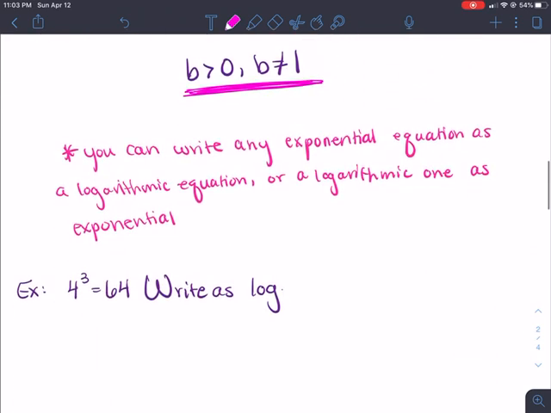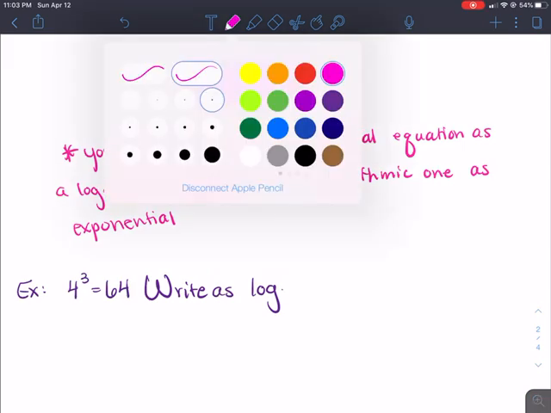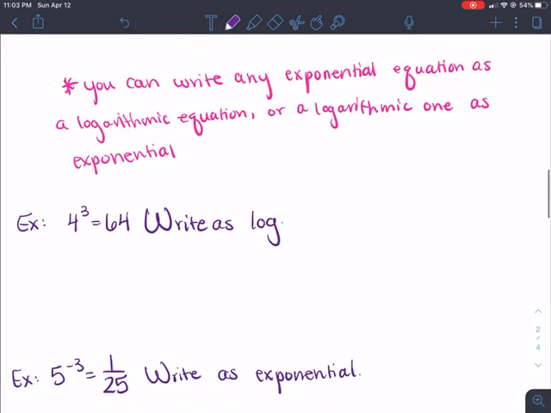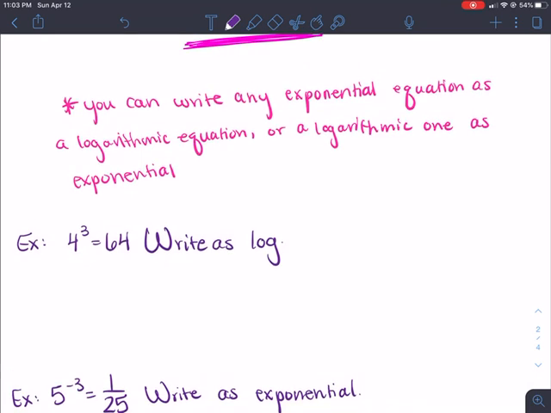You can write any exponential equation as a logarithmic equation or a logarithmic one as an exponential, okay? That's because these are inverses. So here we're going to do some examples. This says that we're going to use 4 to the power of 3 equals 64, and they want us to write it as a log.